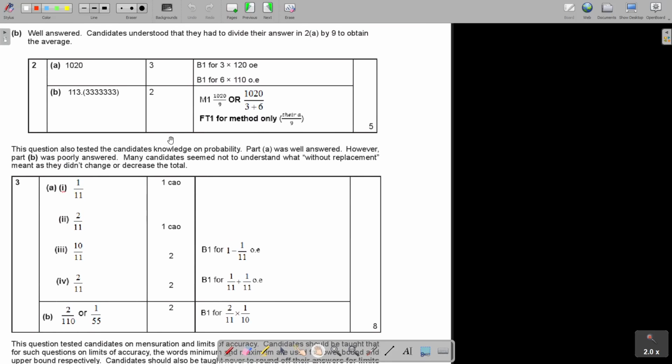Okay. So number B was well answered. Candidate understood that they had to divide their answer 2A by 9 to obtain, and I think they worked maybe with a mistake, but to get the average. So do you see? And it seems to me if you had that in your final answer, the 3, it was marked correctly. Okay. And there is the question. So let's go to the next question.